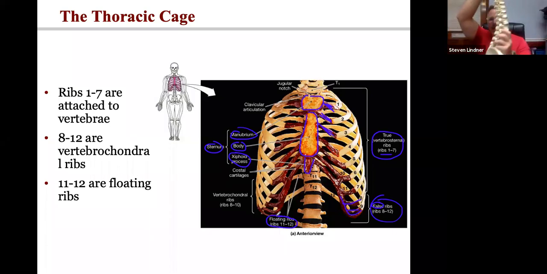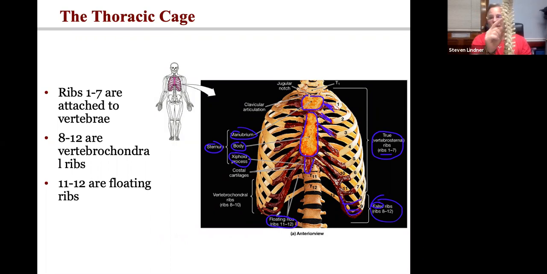All 12 pairs of ribs attach to the thoracic spine. So when we look at the spine, here's the sacrum, the pelvis, here's the lumbar spine. There's 5 lumbars, 5, 4, 3, 2, 1. And now we have 12 thoracics. So here's L5, L4, L3, L2, L1. This is our 12th thoracic, T12, T11, T9, T8, T7, T6, T5, T4, T3, T2, and T1. So from T1 to T12 is where those pairs of ribs attach.